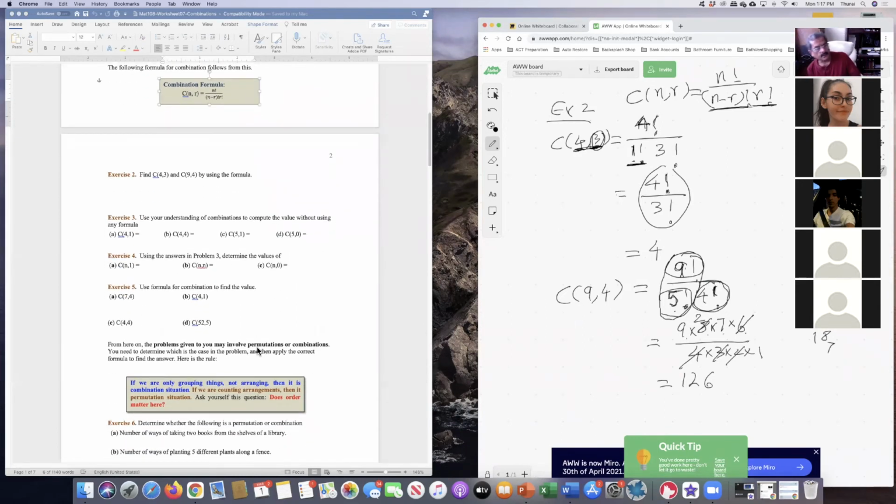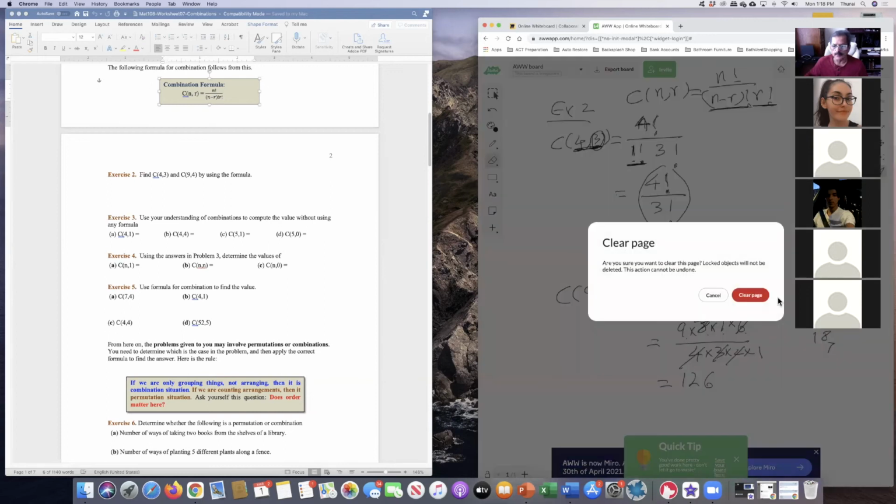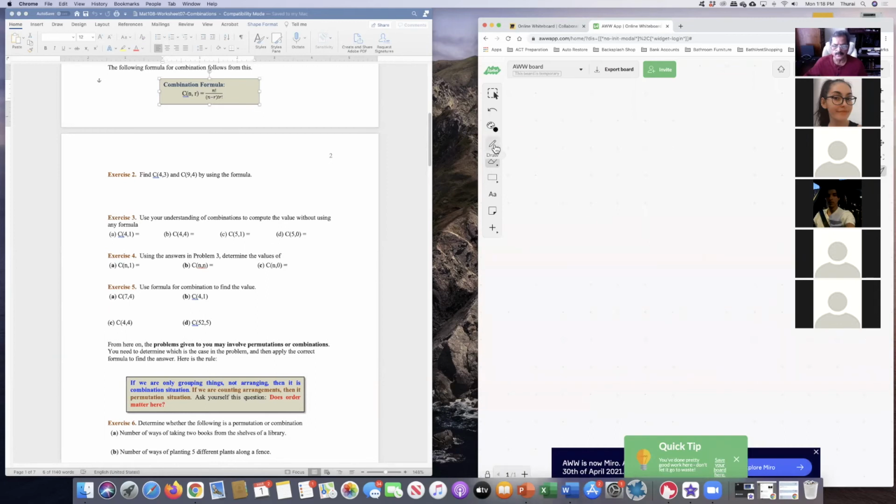Okay, so let's go to exercise 3. It says, use your understanding of combinations to compute the value. So just by using common sense, we can answer them. First question is C(4,1). C(4,1) means in how many ways can I choose one object from 4 objects? By using common sense, what is the answer? 4. 4 objects are given, and there are 4 ways. First or the second or the third or the fourth.